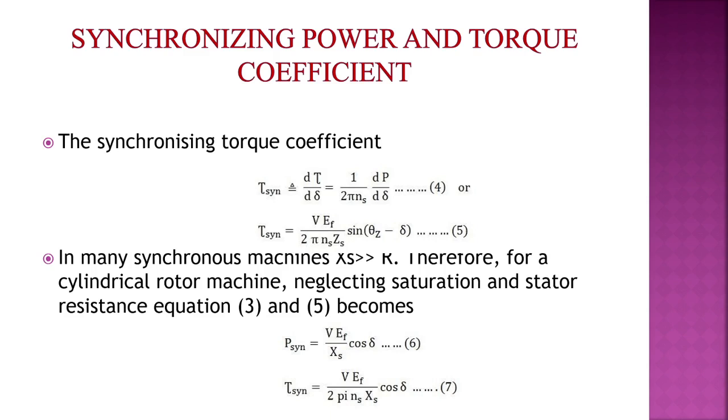So for a cylindrical rotor machine, neglecting saturation and stator resistance, equations 3 and 5 now become P sin is equal to V E_F by Xs cos δ and T sin is equal to V E_F by 2π ns Xs cos δ.